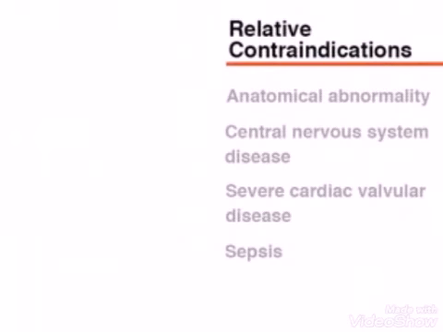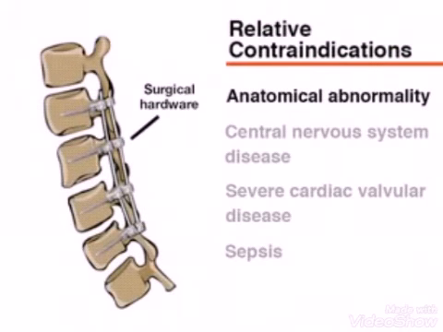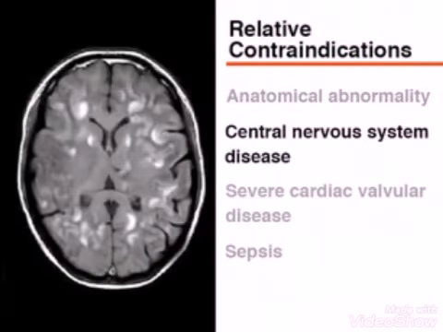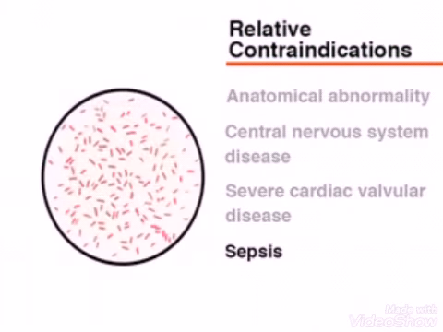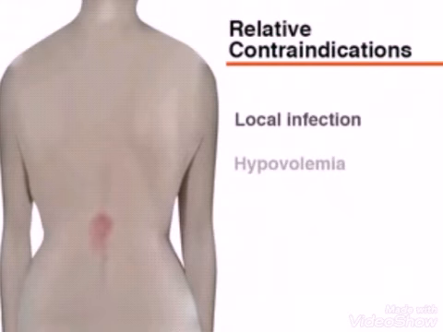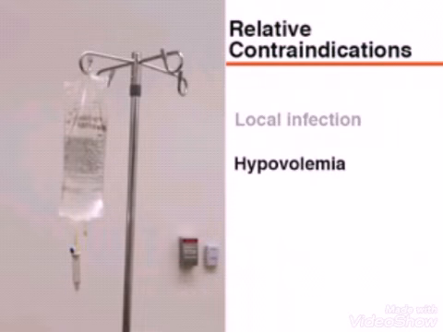Relative contraindications include an anatomical abnormality, such as spina bifida or an abnormality caused by spinal surgery, central nervous system disease, such as multiple sclerosis, severe cardiac valvular disease, such as aortic stenosis, sepsis, local infection at the site of catheter placement, and severe untreated hypovolemia.